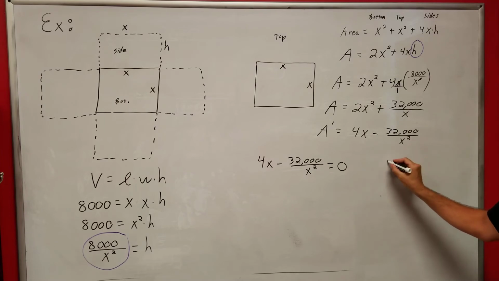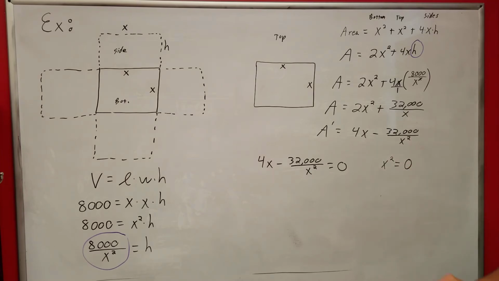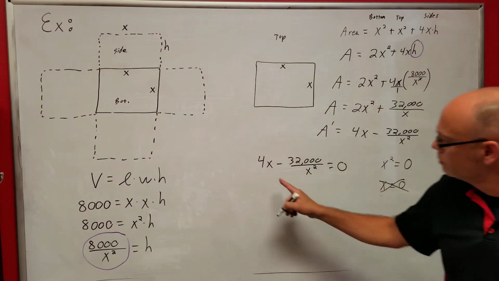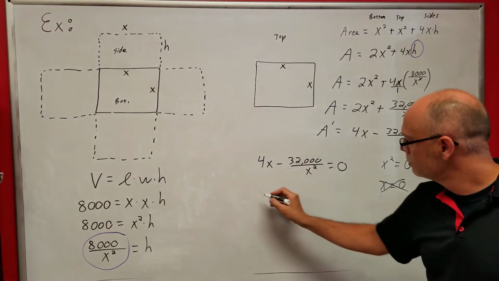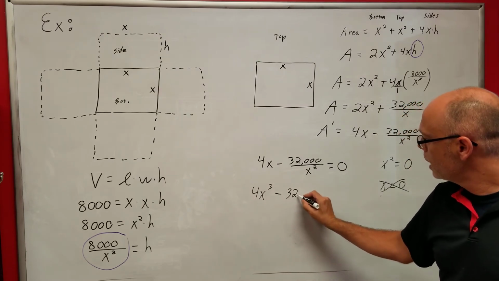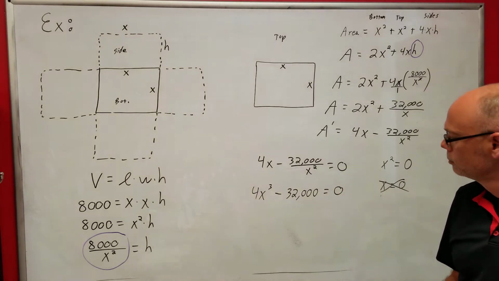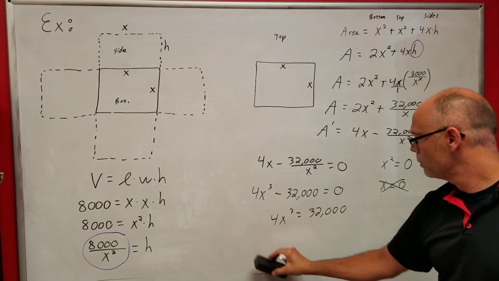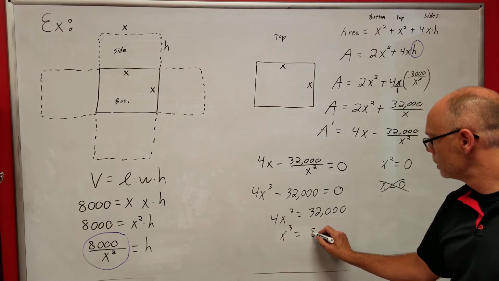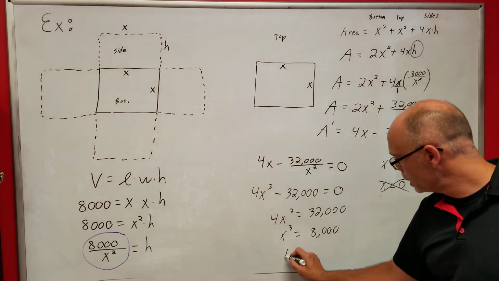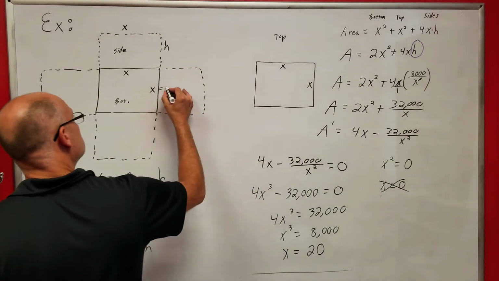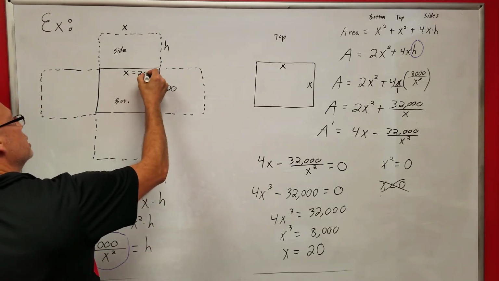It's going to be undefined when this denominator is equal to 0, right? Well, when does that happen? When x is 0? Can I make a box if side x is 0? No, so that doesn't make sense in this problem. How about here? Let's solve this. So I'm going to multiply both sides by x squared. So I have 4x cubed minus 32,000 is equal to 0. So I'll get 4x cubed is equal to 32,000. And if I divide by 4, I get x cubed is equal to 8,000. Take the cube root and you get x is equal to what? 20, right? So x is going to need to be 20, and then x is going to need to be 20, right?